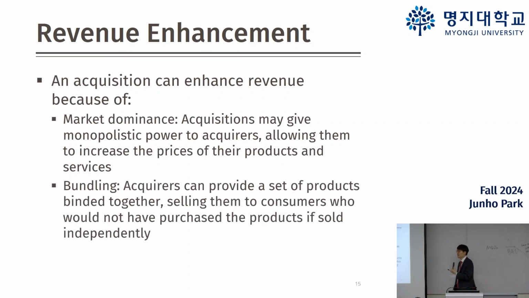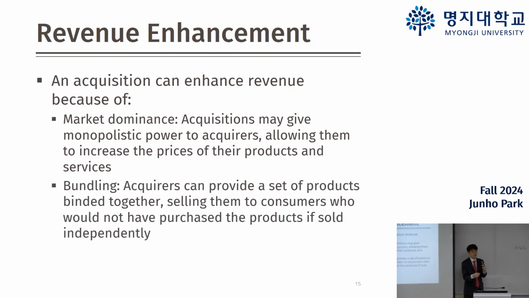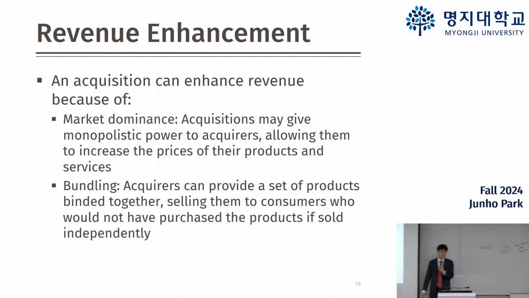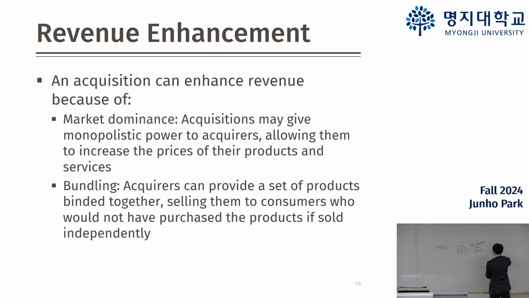Second, maybe you can try to bundle your products into some kind of group. Bundling means that you are not going to sell your products independently, but you are going to combine them into a group so that customers buy one thing and the other thing together. One example is Microsoft. Microsoft sells Windows, which is the operating system of your computer, and at the same time they try to have a bundling.